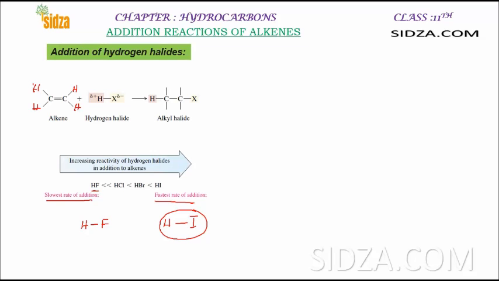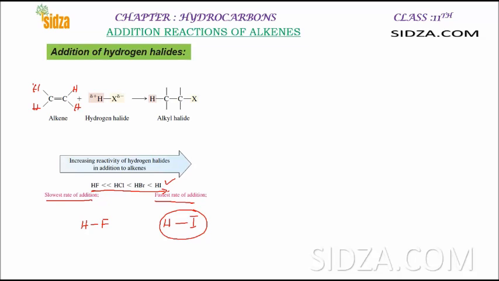So the reactivity increases from HF to HCl, then HBr, then HI. Why? Because the bond length from HF to HI increases and bond dissociation energy decreases from HF to HI. That's why the reactivity of hydrogen halides increases from HF to HCl, HBr and HI, with HI having the fastest rate of addition reactions.